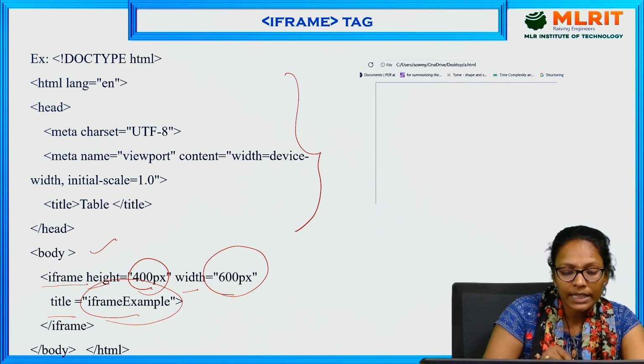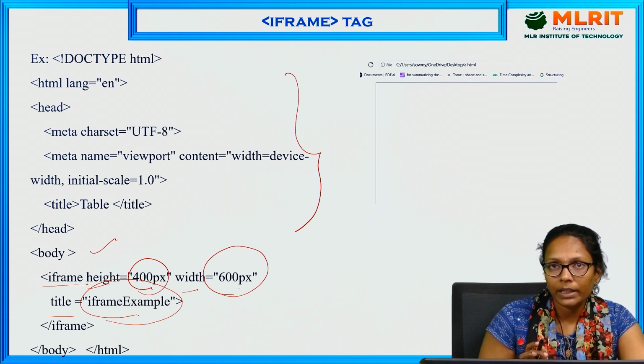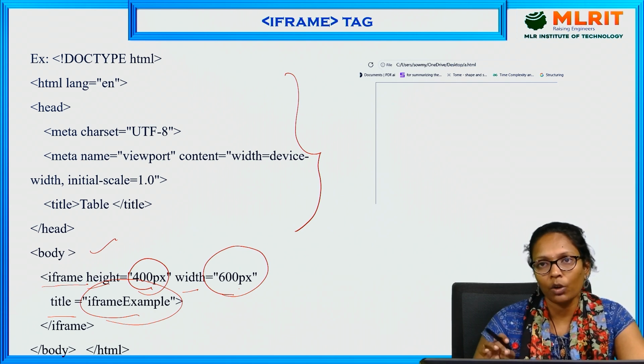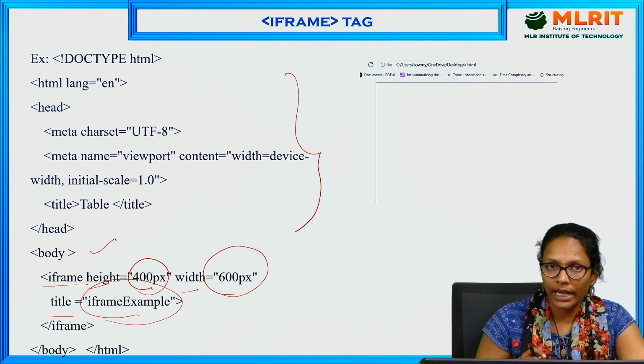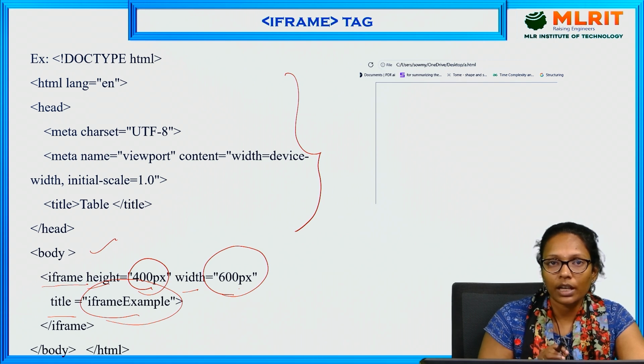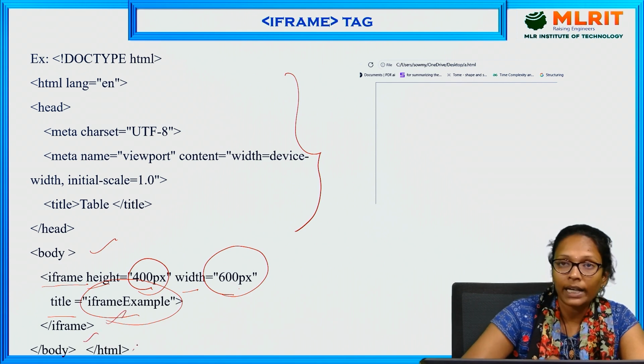So with this height and width, an iframe will be created. A border will be created, but no styles will be applied. If you want to provide styles, like background style, border width or border color, all those things you can mention under the style attribute. But here I'm not using any style attribute. I'm mentioning only height and width. With that height and width, a border will be created. So that's all. I'm just closing the iframe, body and HTML.